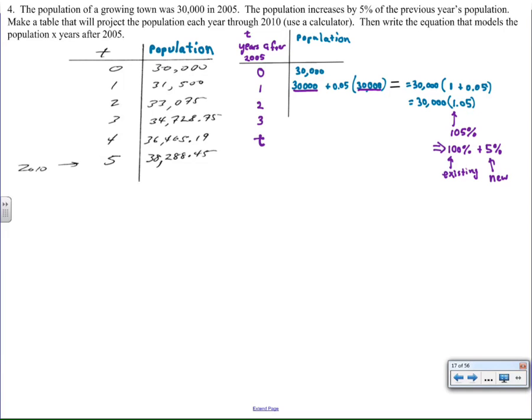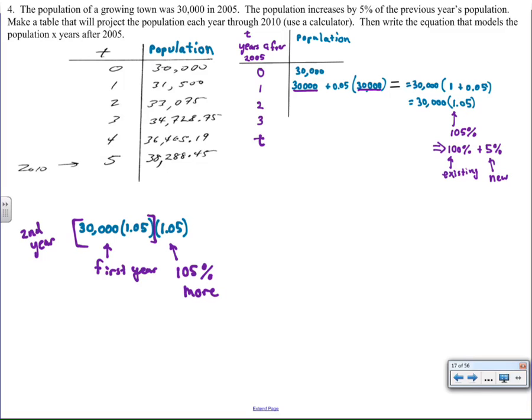This makes sense to me now because I can see that we can multiply the 30,000 times 105%, which would account for 100% of the existing population plus 5% more people. And we can do it all in a times b format. To see the second year then, I'm going to take the 30,000 times 1.05, 105%. That'll give me the first year's population. And then I'm going to take the first year's population and multiply by 105% again, which gives me the second year's population. But when I look at 30,000 times 1.05 times 1.05, I recognize the shorthand. I can make it 30,000 times 1.05 squared.